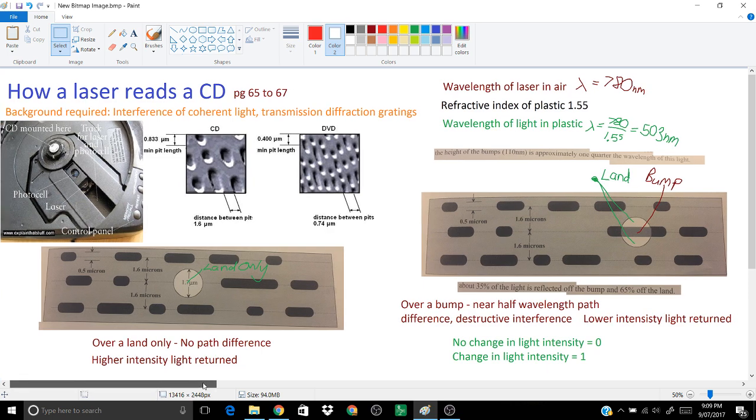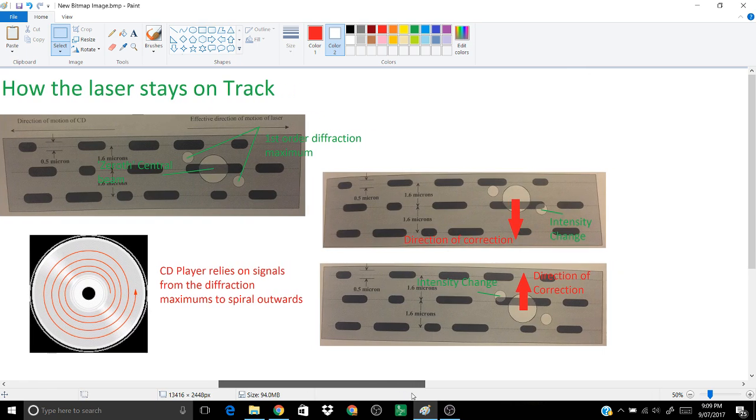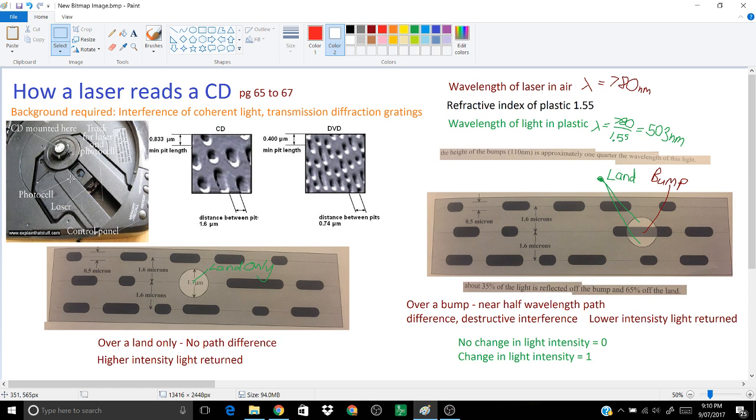Okay. Now, the other part you're going to get examined on is how the laser stays on track. If we're talking about a music CD, just a CD you buy from a CD shop that has music on it, it spirals from the inside out. So it starts inside and it moves outwards. Now, there are some automatic processes with the CD and there are some that are not. One of the automatic processes is that it starts up in the middle. So this looks like a music CD recorder. I thought it just looks like a regular Discman.